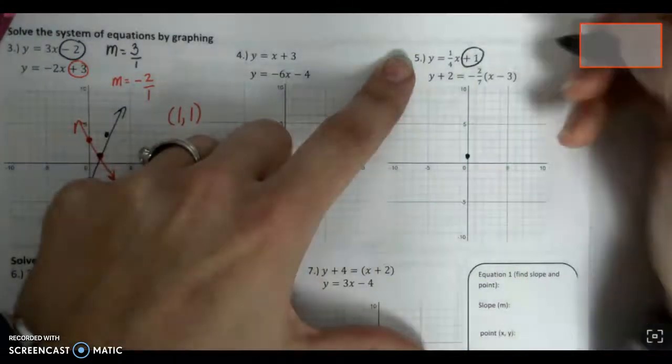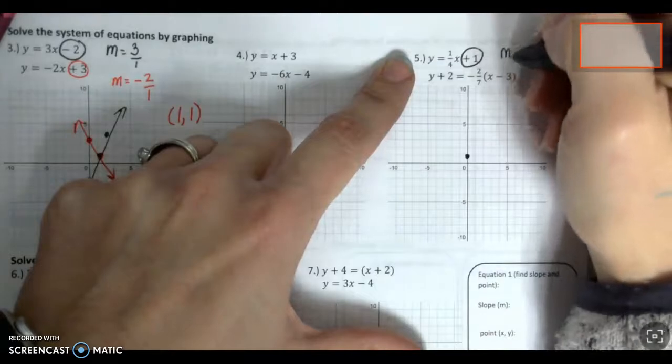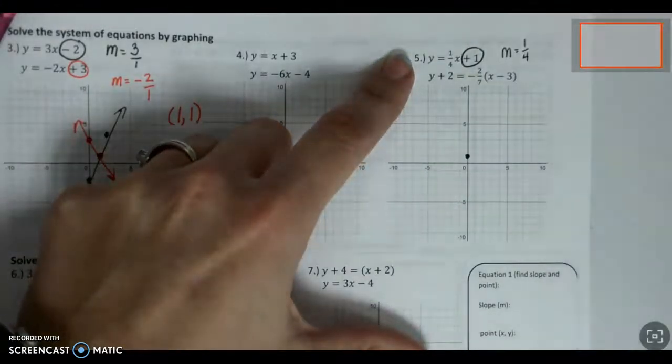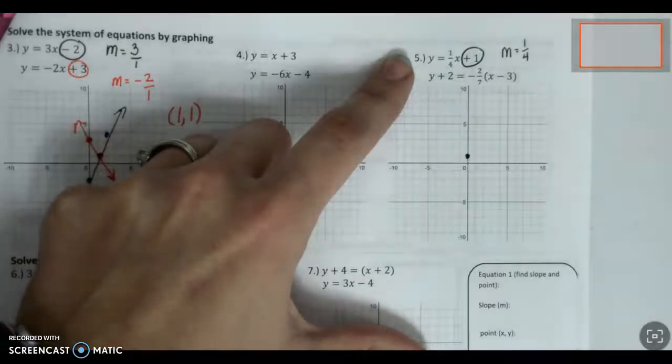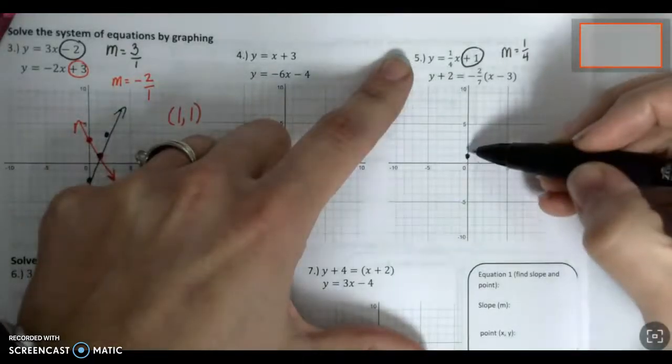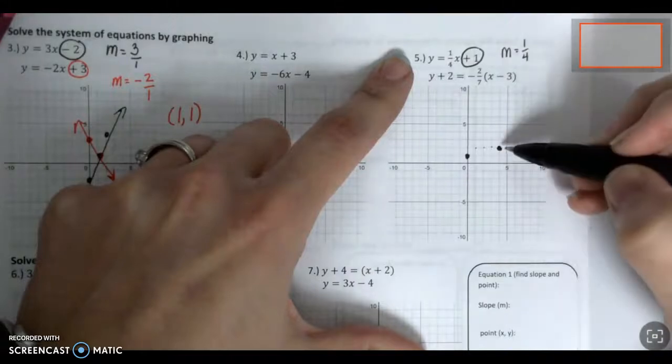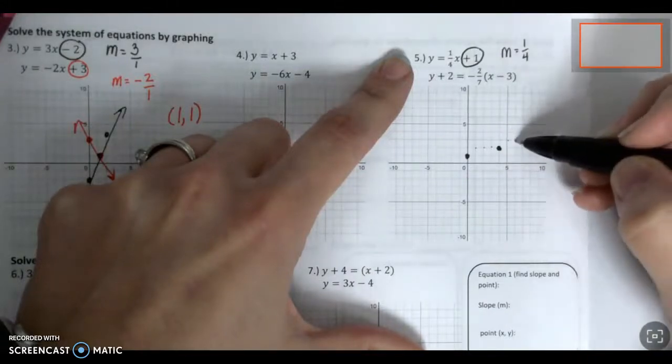Then, from there, my slope is right here. My slope is that fraction 1 over 4. Which means I'm going to go up 1 to the right 4. Up 1. 1, 2, 3, 4. Do it again, just in case. Up 1. 1, 2, 3, 4.